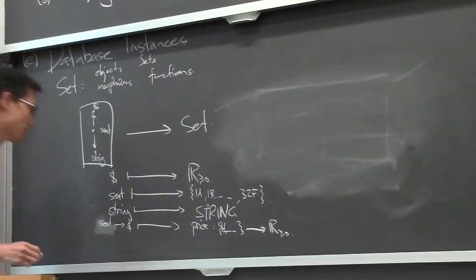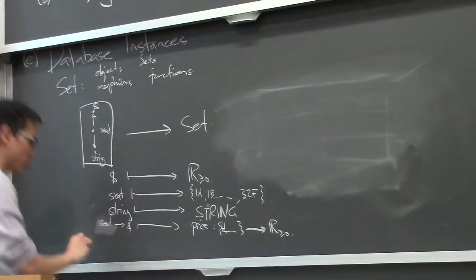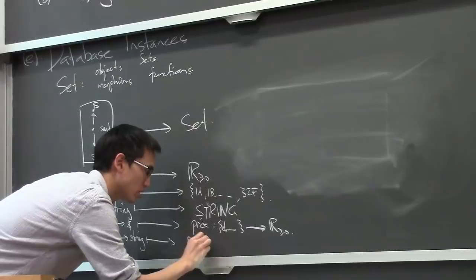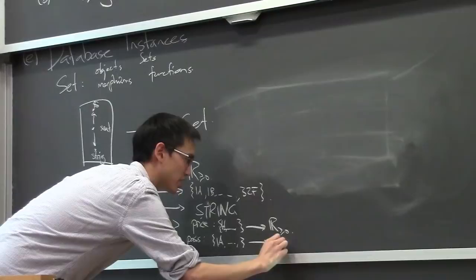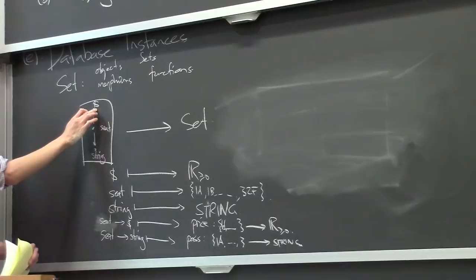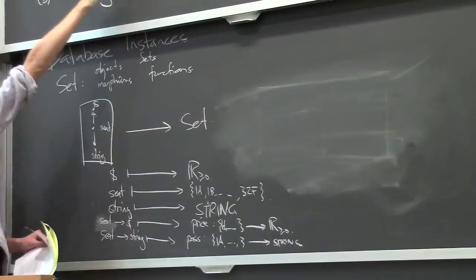And then we also need a function that sends seats to strings. We'll call this one passenger. It takes a seat and tells you the name of the person who's sitting in that seat. Okay. Implicitly, there are a few more morphisms in this category, right? There's an identity morphism on, say, this price object here. We already know we have to send identity morphisms to identity morphisms, so it goes to the identity function from the positive real numbers to itself.